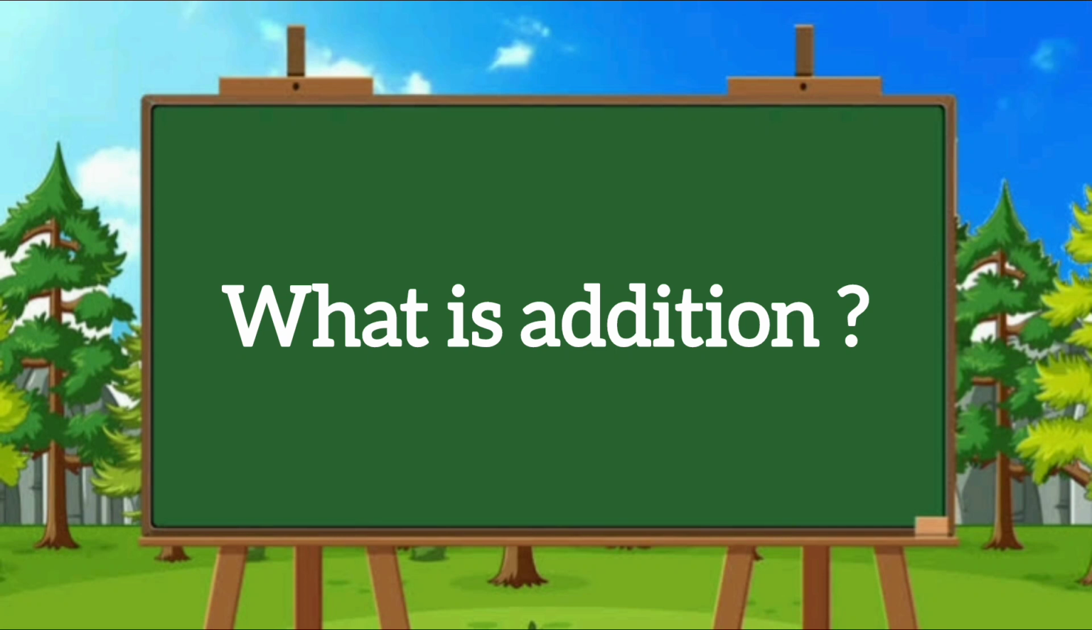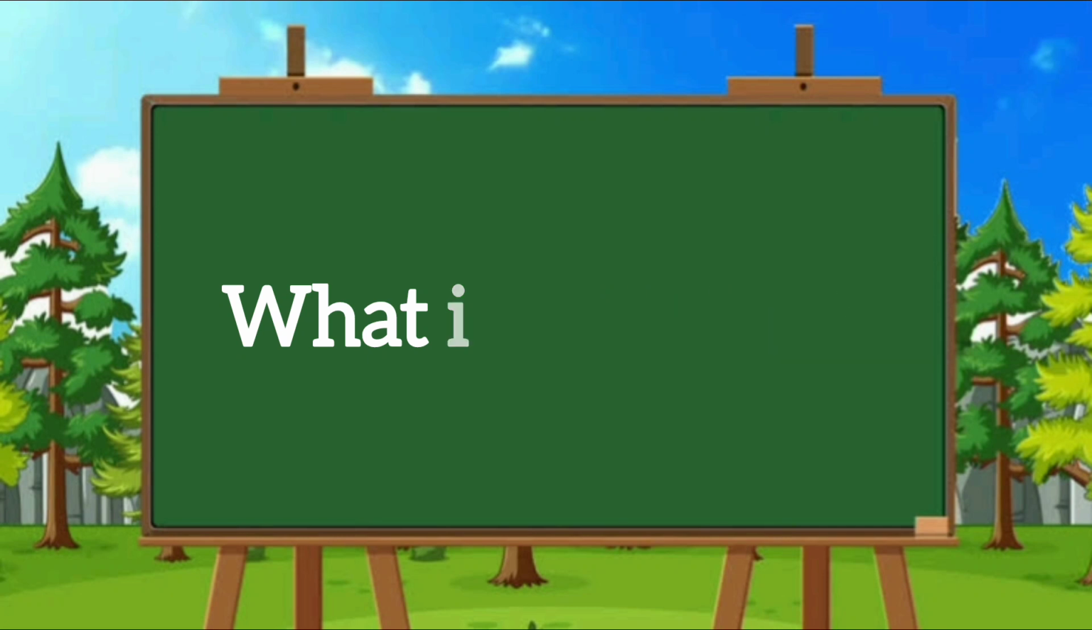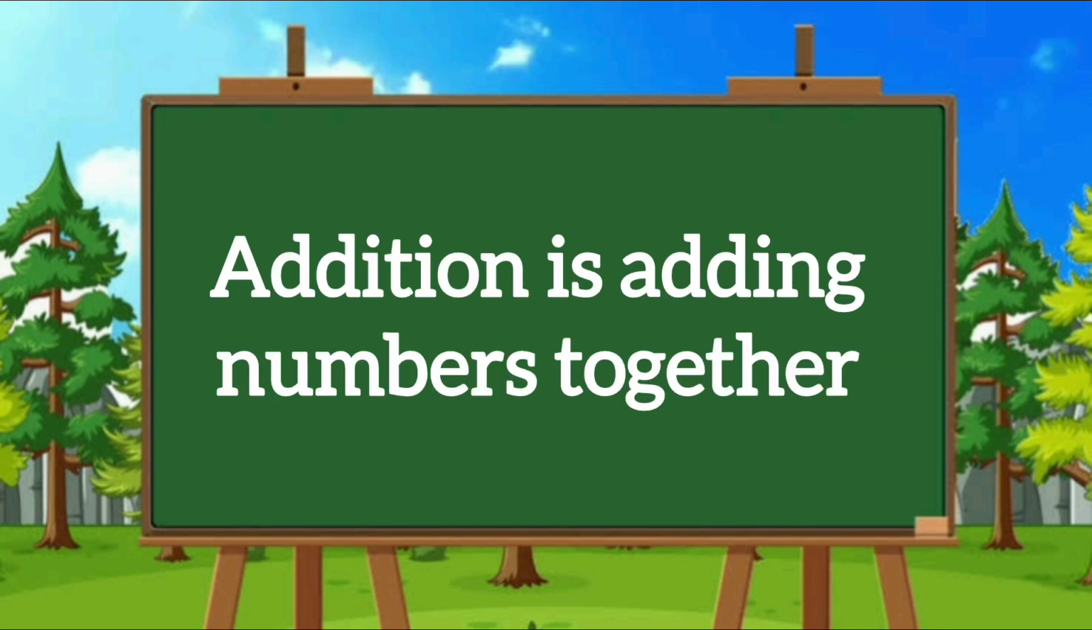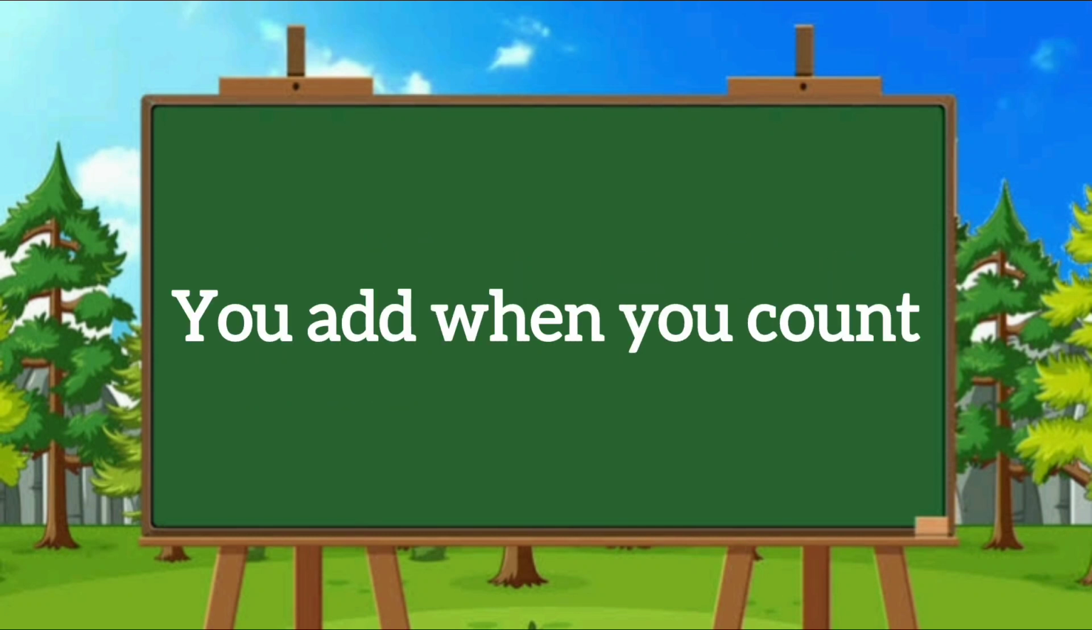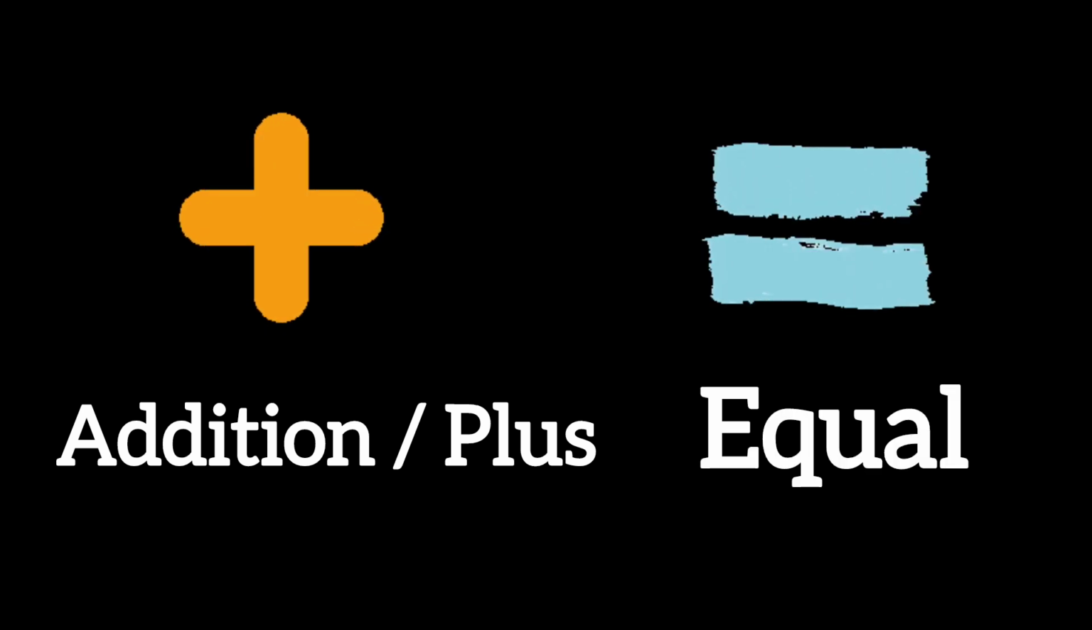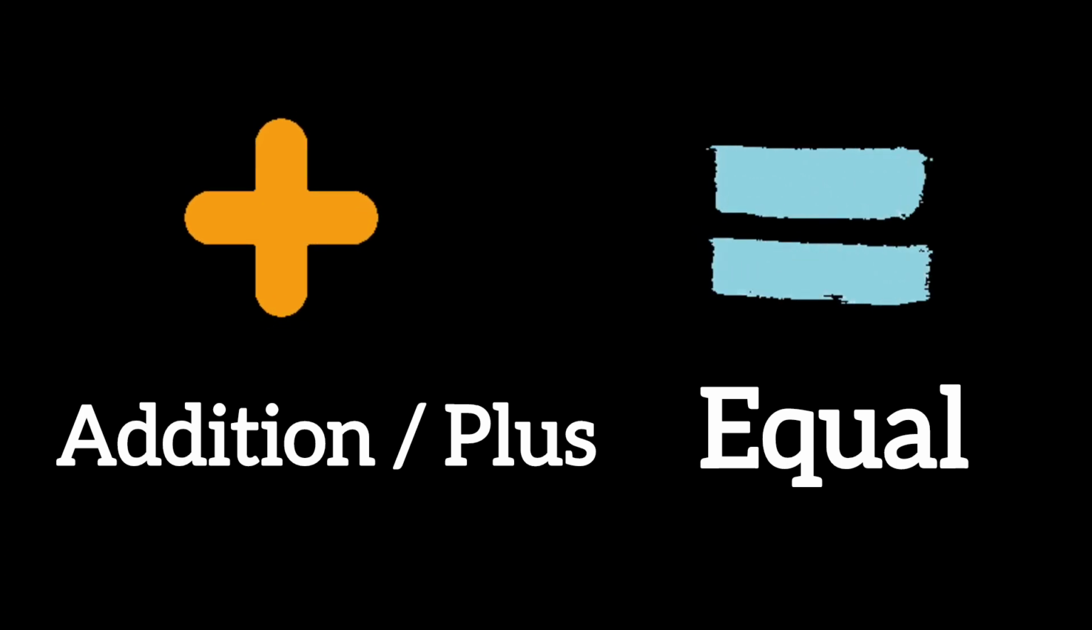What is addition? Addition is adding numbers together or adding different items together. You add when you count. This is the plus sign we use for addition. This is equal. Equal means the result of the counting.